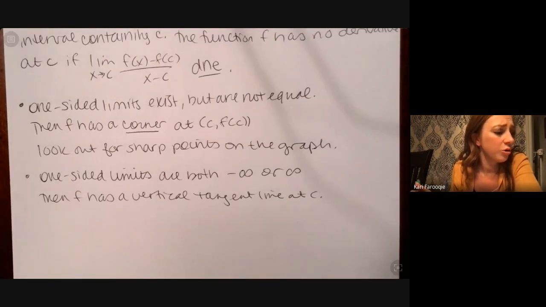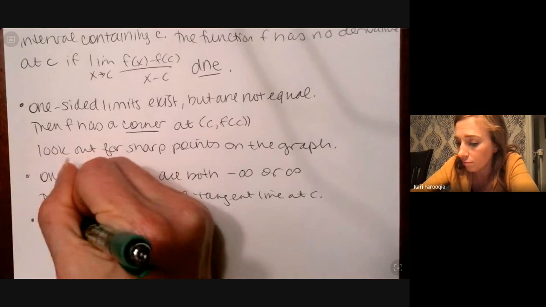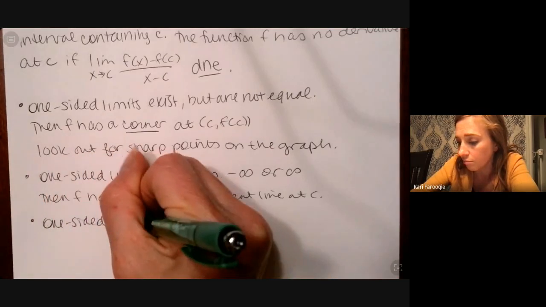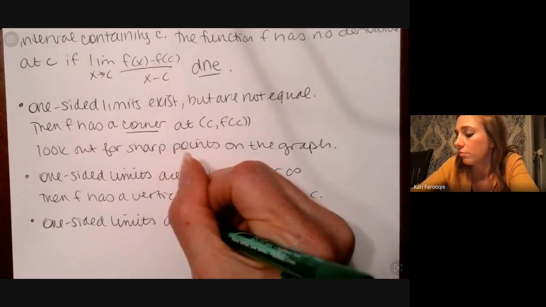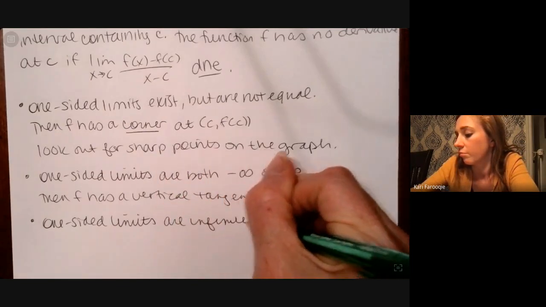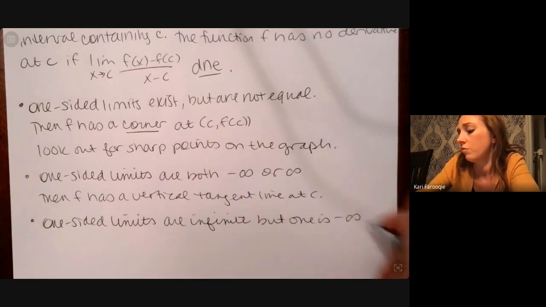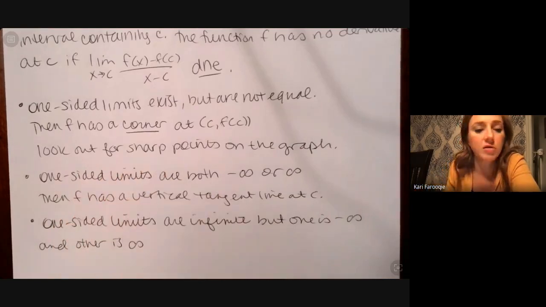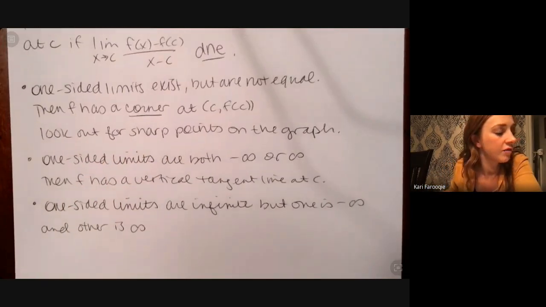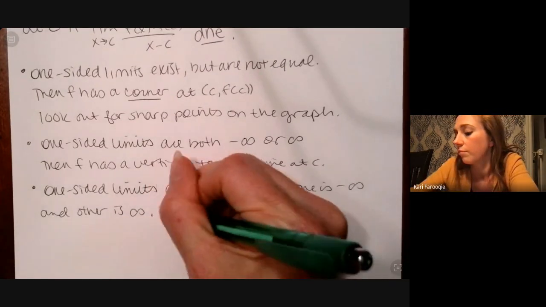Another scenario is that both one-sided limits are infinite, but one is positive infinity and one is negative infinity. Then f has a vertical tangent line and a cusp at c.